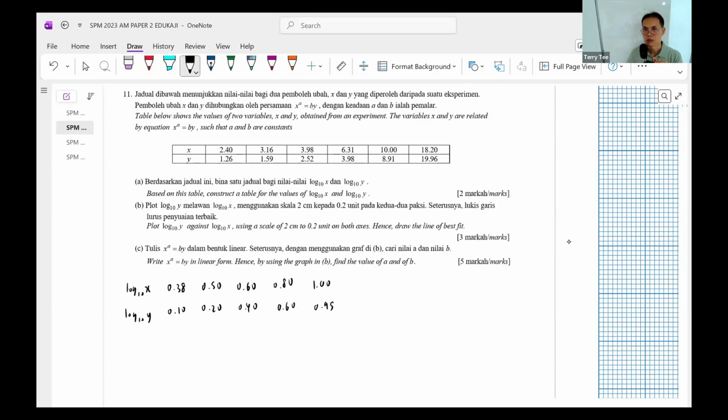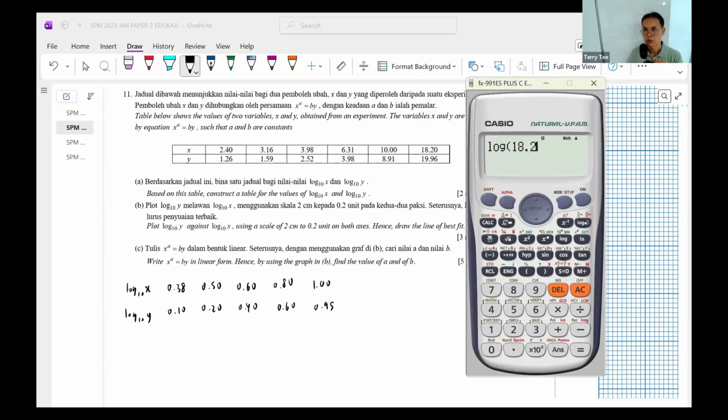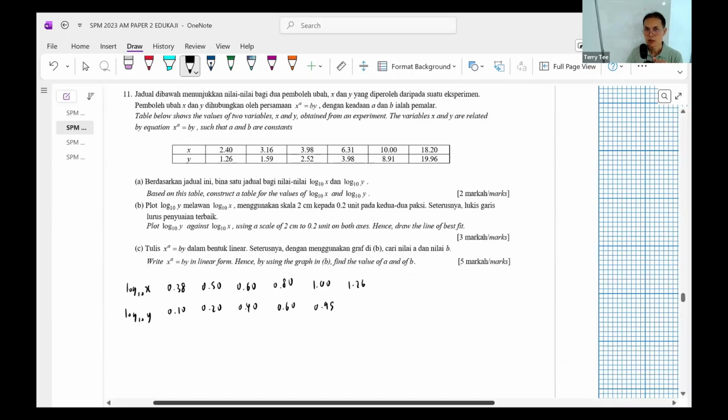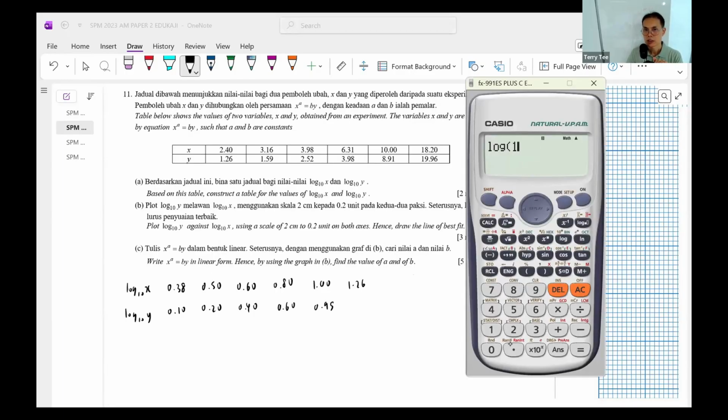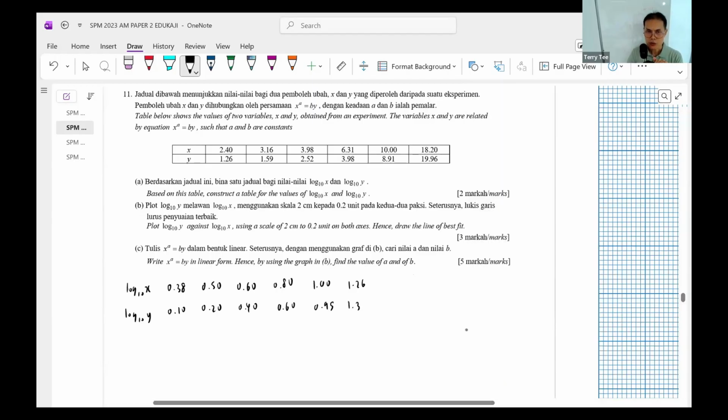Next, log 18.2, 1.26, and log 19.96, 1.3. Okay, I want to show you how to use your calculator to predict your answer. See, the challenge with linear law is that sometimes you don't know whether your graph, your y-intercept, your gradient is correct or not. Okay, so I'm going to use my calculator here.